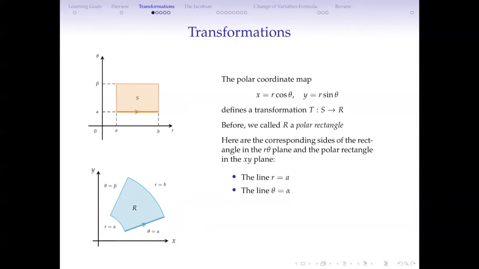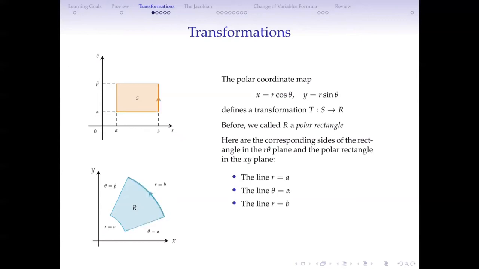Next, as I'm traversing the rectangle in the r theta plane, the next side is where the polar angle changes, but the radius goes from a to b, and that's traversing out along here, changing the radial coordinate r, but keeping theta fixed. So that's the line theta equals alpha in the r and theta plane, getting mapped to this side of the polar rectangle.